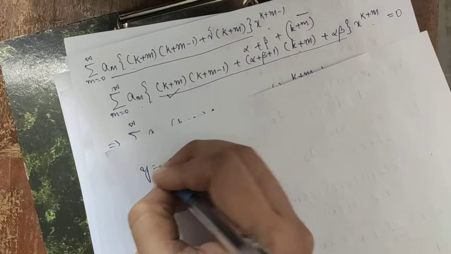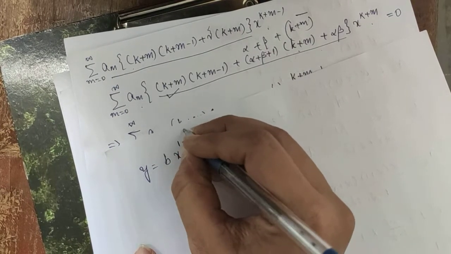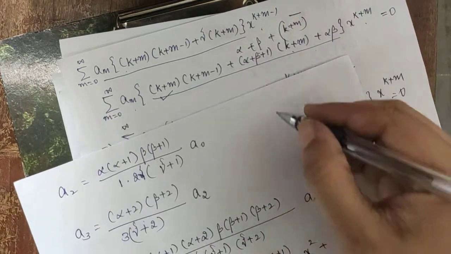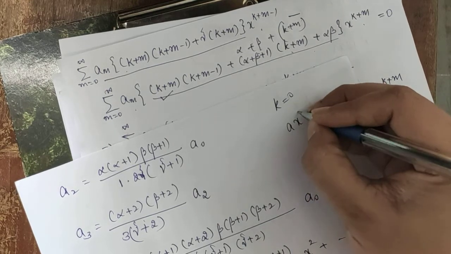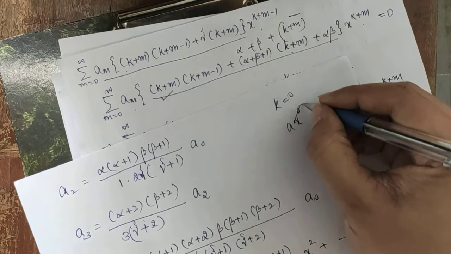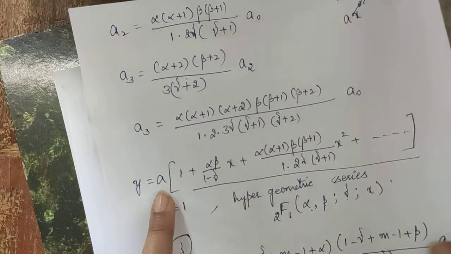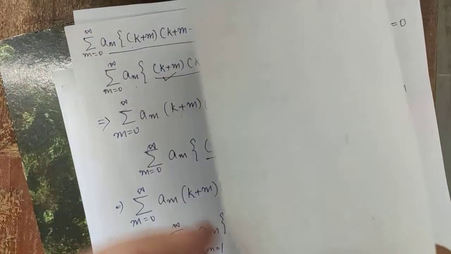So that is nothing but y is equal to some b into x power 1 minus gamma. Here in the first case we have considered k is equal to 0, right? So if I write a into x power 0, this is nothing but 1. That's why I have considered a itself. But here I have a value for k, that is 1 minus gamma.